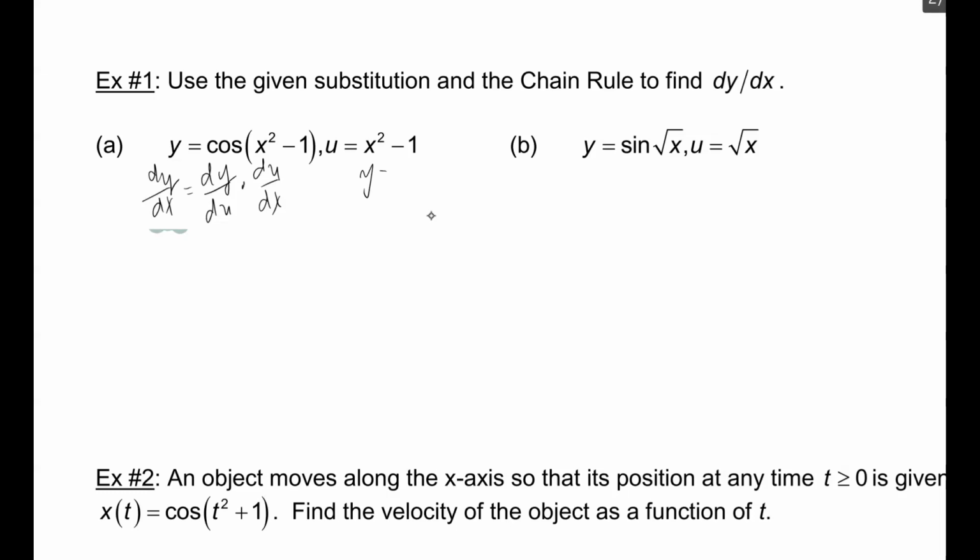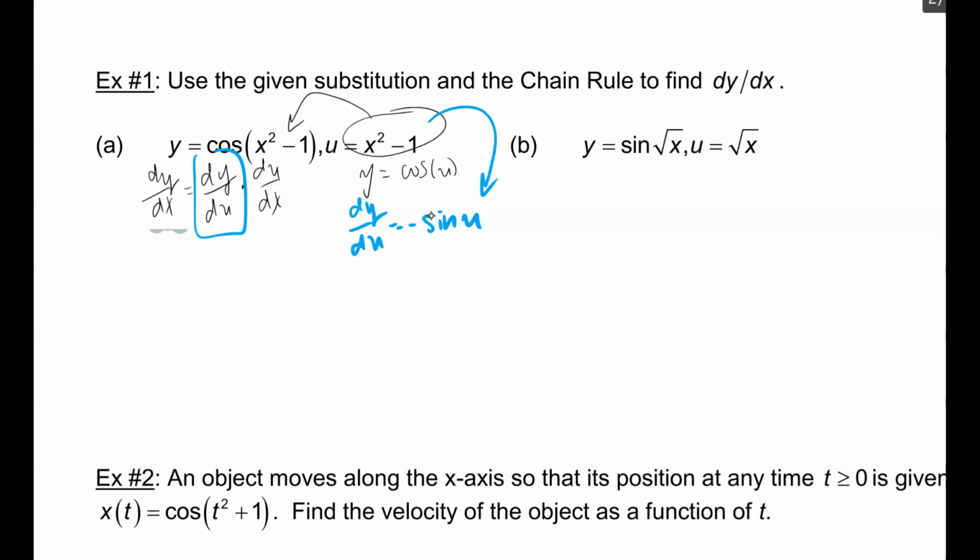So I'm going to let y equal cosine of u, because we already said u is x squared minus 1. That is the inside function, inside of cosine. So now if I take the derivative, dy/du is going to be negative sine of u. And remember, u is x squared minus 1, so we'll plug that in later. We know that u is x squared minus 1, so du/dx is going to equal 2x.